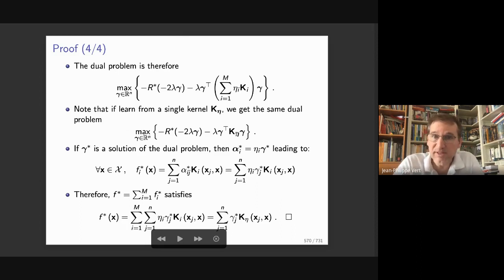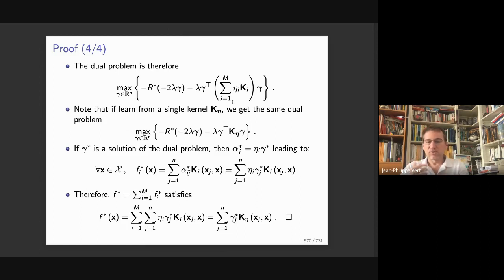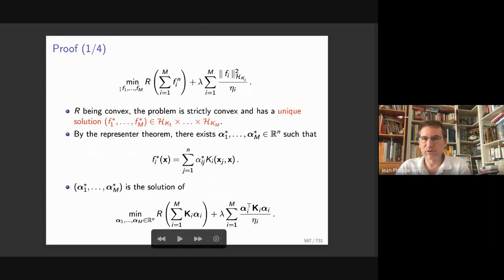So what you see here is that if you decide to use k eta, the two problems are the same. Either you train just with k eta, or you train with m kernels and the weights, and you get basically the same function, because you recognize here the kernel k eta. This is a first equivalence between solving the full problem over m RKHS jointly, which gives you a dual problem and a gamma, and solving just one problem with the single kernel k eta, which gives the same dual problem and therefore the same gamma.